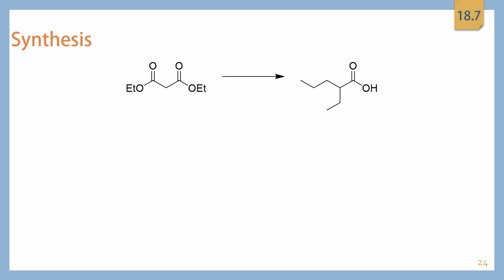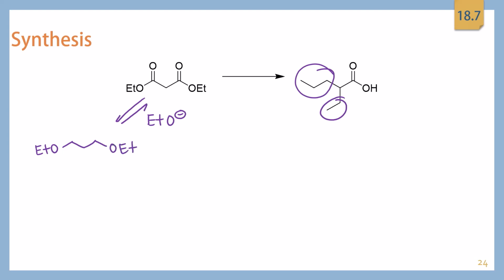So, for example, here's a synthesis. We're going from diethyl malonate to our substituted acetic acid. Notice we've added on an ethyl group and a propyl group. So we're going to have to do 2 different nucleophilic substitutions to get there, just like we did with our previous dialkylation. So add in ethoxide. I'm not going to draw in the formation of the enolate again because that would be the 20th time, I think, in the last hour and a half for me. And it's probably getting repetitive for you as well.